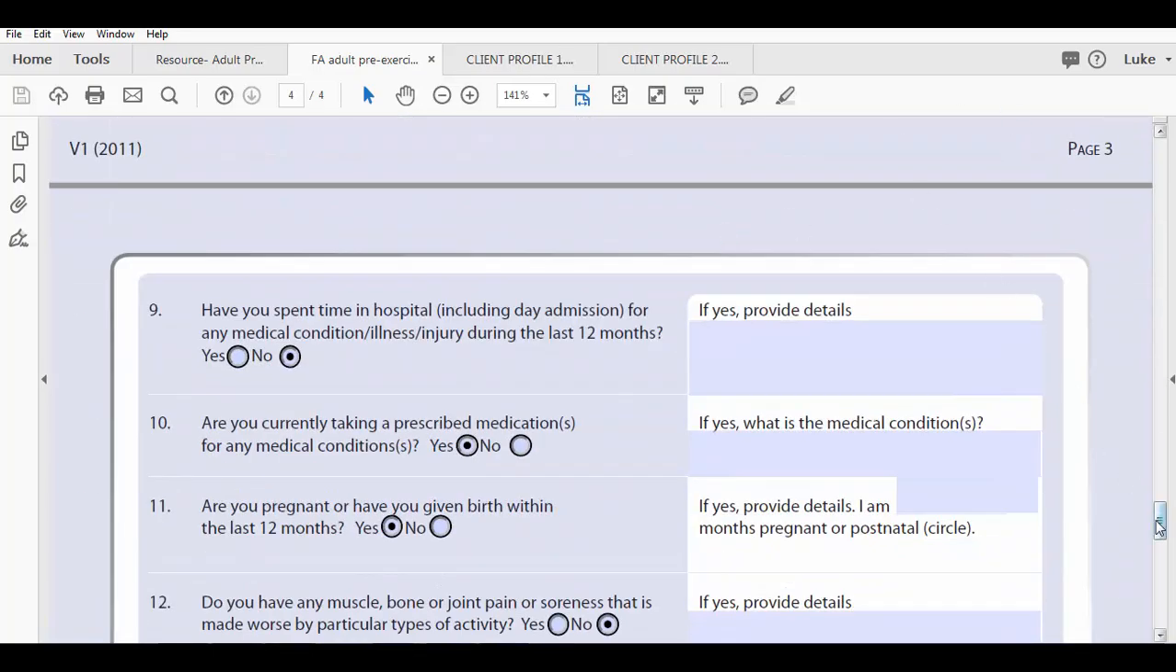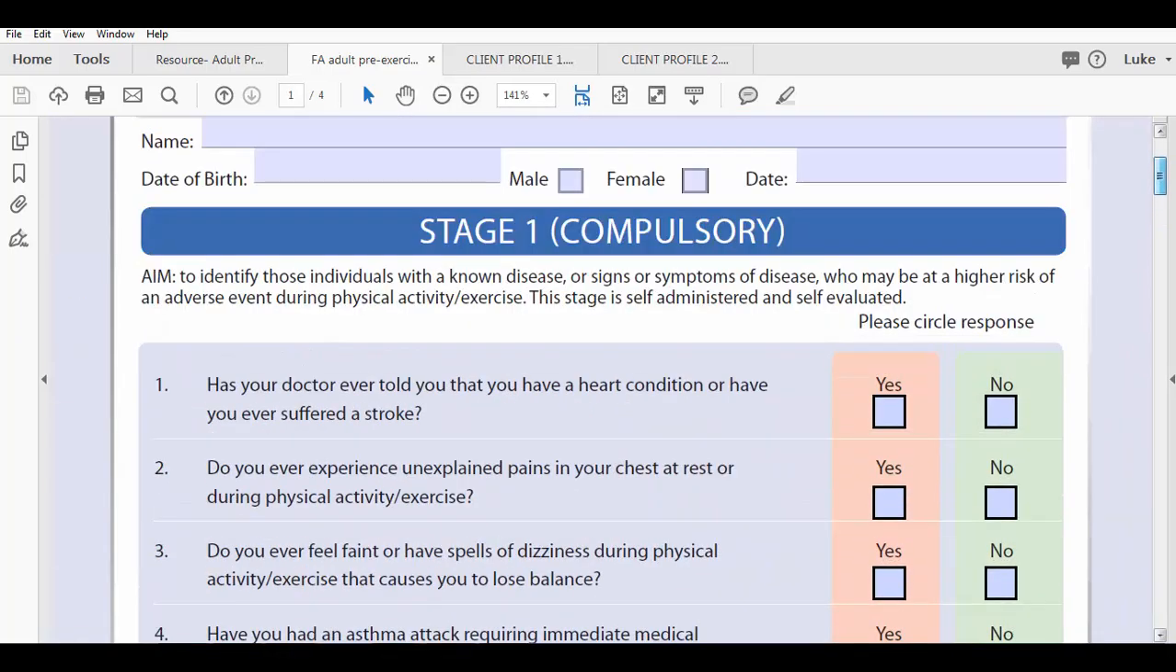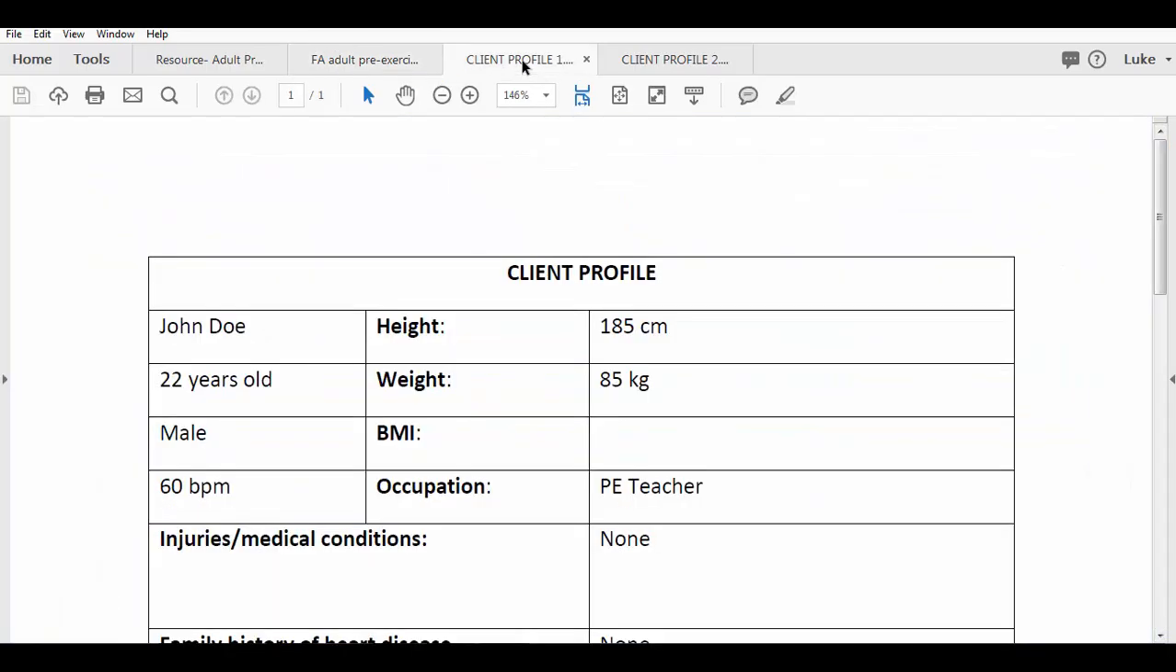So we'll have a look at this as we go through. We're going to base it off 2 case studies. So we'll do 2 case studies here. We start with John Doe, 22 years old, male, 60 beats per minute resting heart rate, 185 centimeters tall, 85 kilos. BMI we'll calculate in a second.